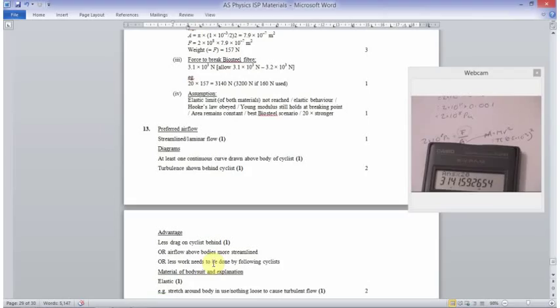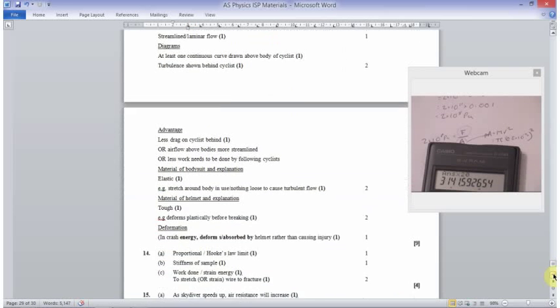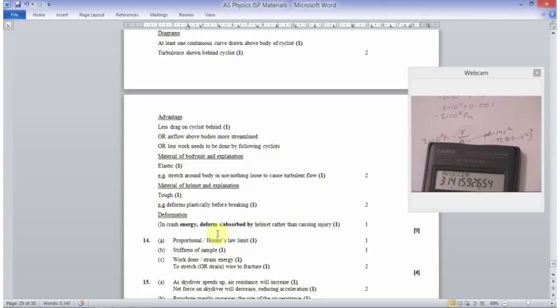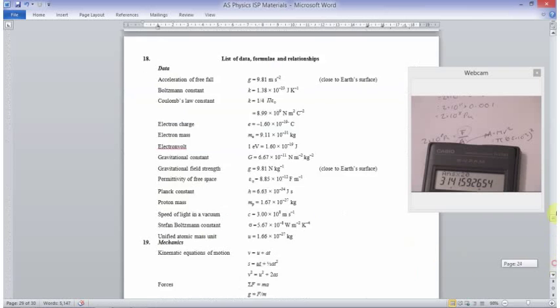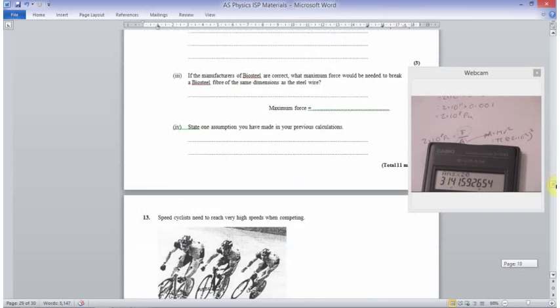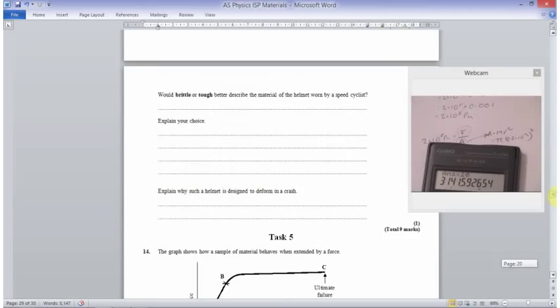Okay, the bodysuit, I forgot to say this one, is elastic, because if it's plastic, it's not going to stretch around their body, it's going to sit in a rigid position, and therefore lead to turbulent flow. If it's elastic, it sticks to the body, so there's less turbulent flow. And the helmet is tough, because it deforms plastically before breaking, so it absorbs a large amount of energy rather than shattering, which could hurt someone. Okay, so that's question 13 done.